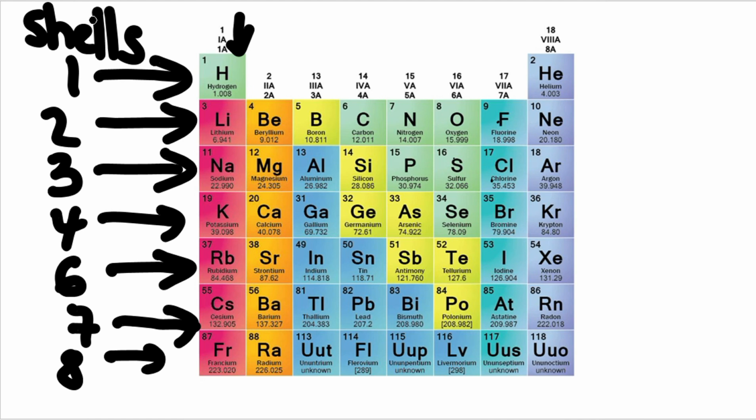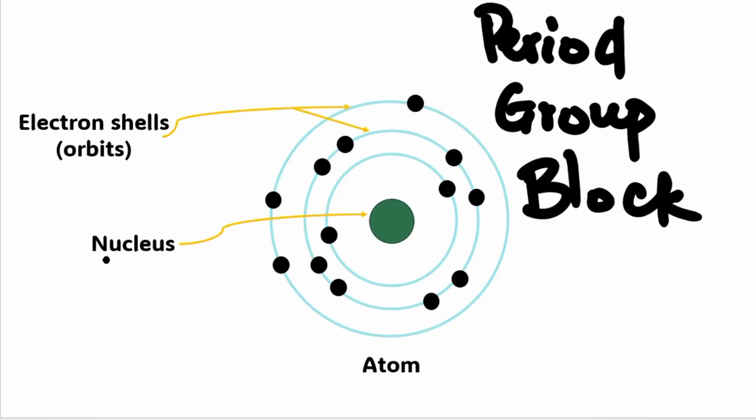Period one has only one shell, period two has two shells, then three shells, and four shells. So the atom that I showed you earlier, right? This atom, so you can tell the number of shells that it has. It has this one, two, three shells. So this belongs to period three. So the period of this atom is period three, right?